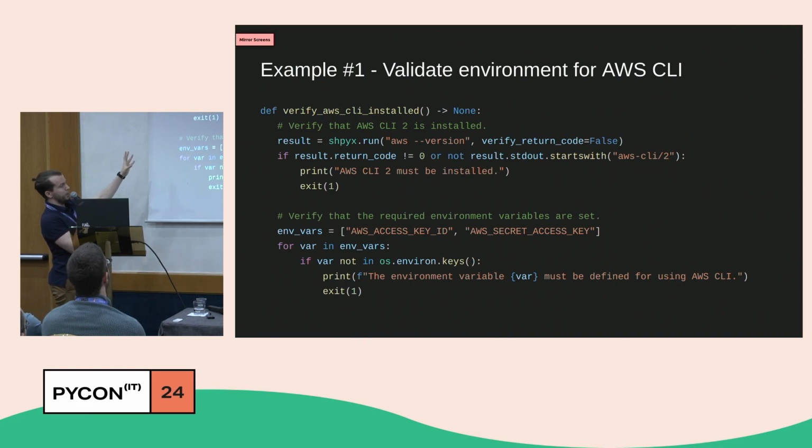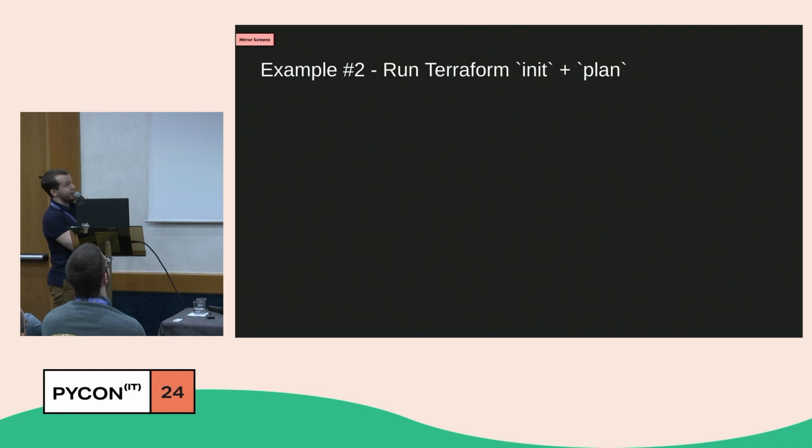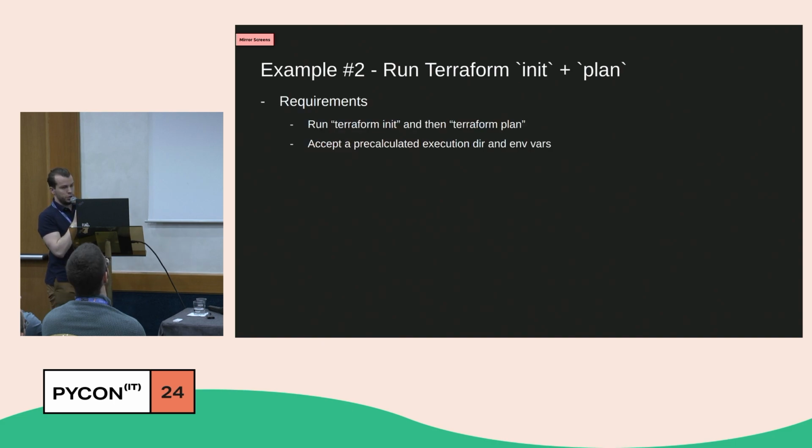So this is just an example of how we take a very simple requirement for a bash script and do it in Python. All right, let's look at a slightly more complex example. In this case, we're using the Terraform binary, which is also some kind of a CLI tool. What we want to do is call two commands, terraform init and then terraform plan. It doesn't really matter what they do, but we just want to call them one after the other.